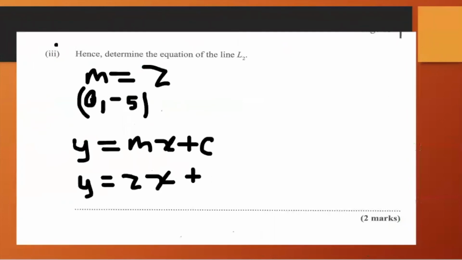So therefore I have the answer for this. What is the equation of this line? It is y = 2x - 5.